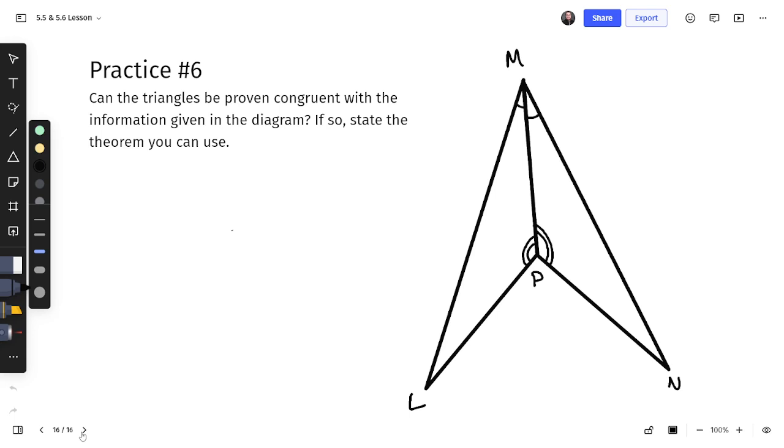And finally, the last practice problem here. Again, can the triangles be proven congruent with the information given in the diagram? If so, state the theorem you can use. So we have triangle LMP and triangle NMP. And the question asks us, are they congruent? If so, state the theorem you can use. Give it a shot. We'll go over the answer in just a second.